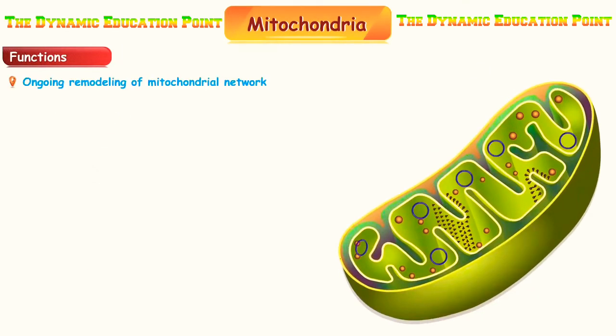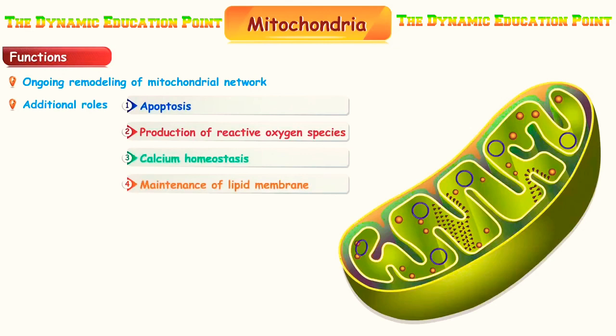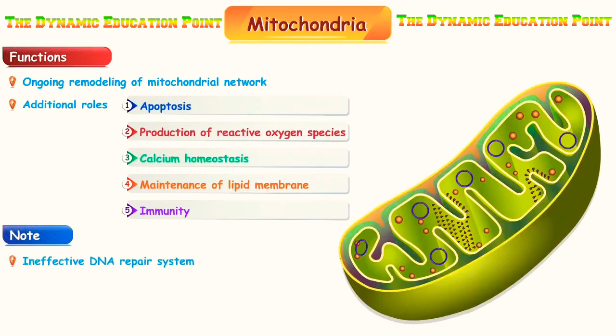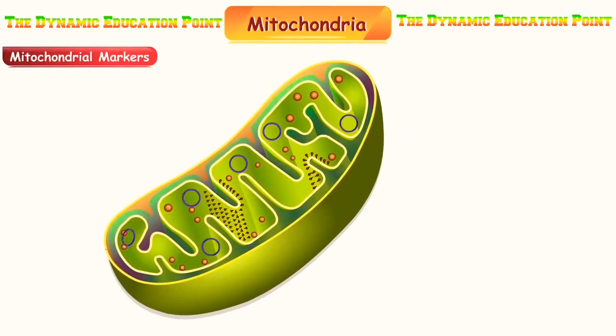The ongoing remodeling of the mitochondrial network is also a function of the mitochondria. Additional roles of the mitochondria include being active in apoptosis, production of reactive oxygen species, calcium homeostasis, maintenance of the lipid membrane, and immunity have been described. Mitochondria have an ineffective DNA repair system, and the mutation rate for the mitochondrial DNA is over 10 times the rate for nuclear DNA. Here are some mitochondrial markers.